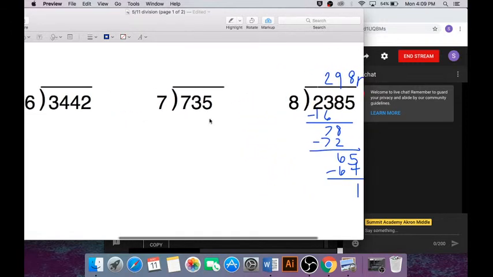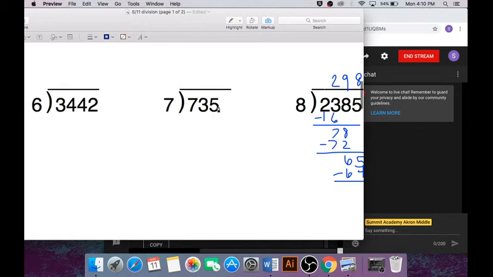Moving on to our next one, we have 735 divided by 7. So we look at our first number of 7, and 7 does go into 7 one time. 1 times 7 is 7. So that's 0, and we're going to bring down the 3.